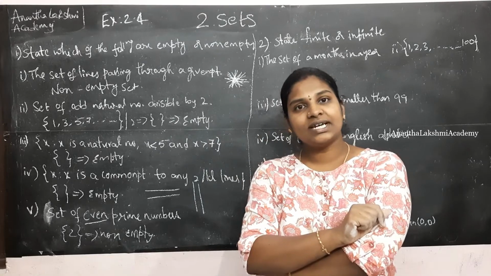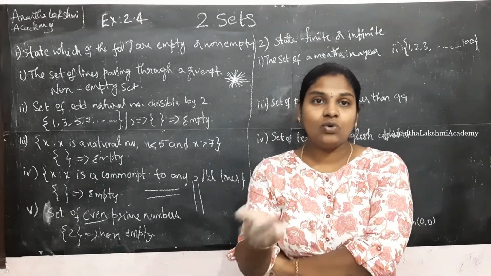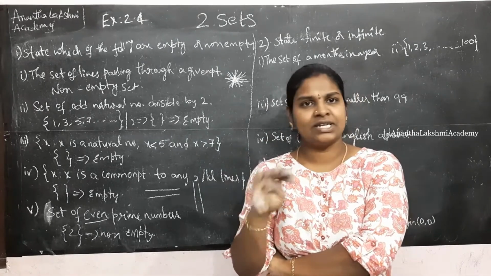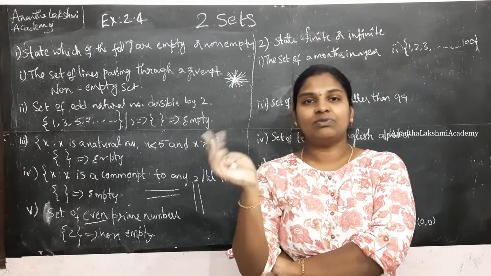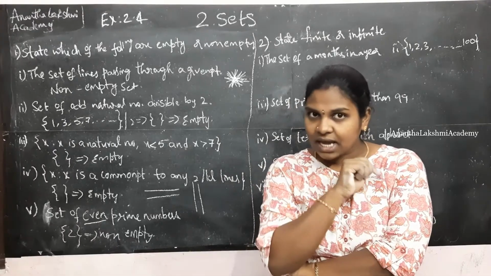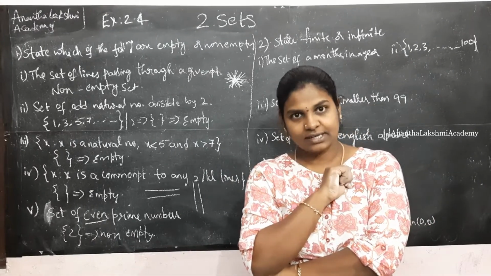What is an infinite set? Which has an unknown number of elements. There is no limit for the number of elements, hence we could not count them. That is what we call an infinite set. So, can we calculate the cardinality for infinite sets?